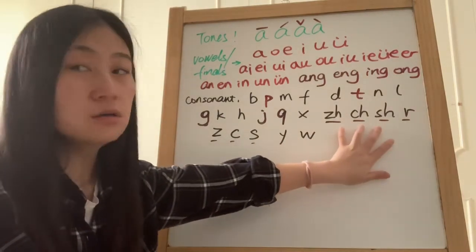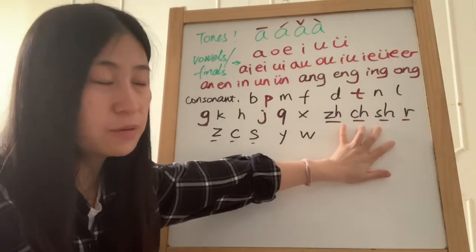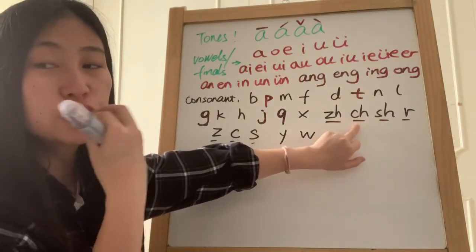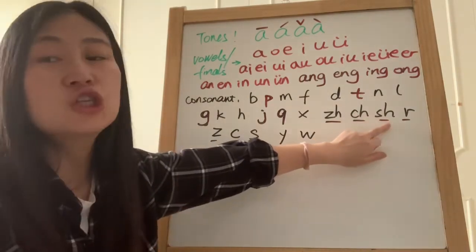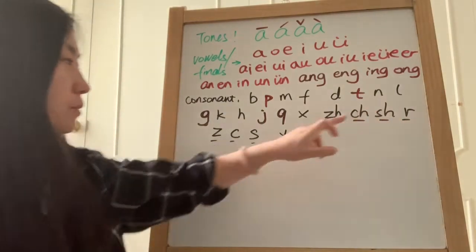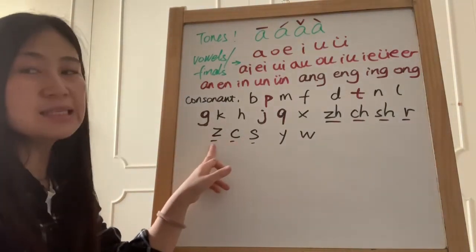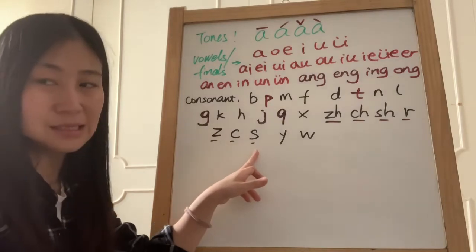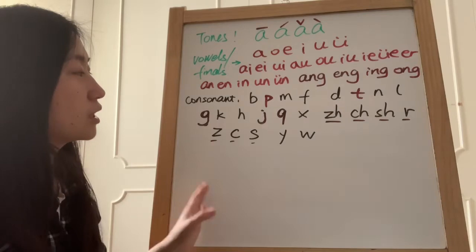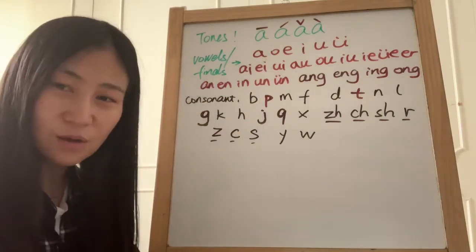These three are very, very difficult for most people. Zhi, chi, eat. Chi. Shi, number 10. Shi. Zi, ci, si. Also, zi, ci, and si. Okay? So all of them can combine together and we make the syllables, right?